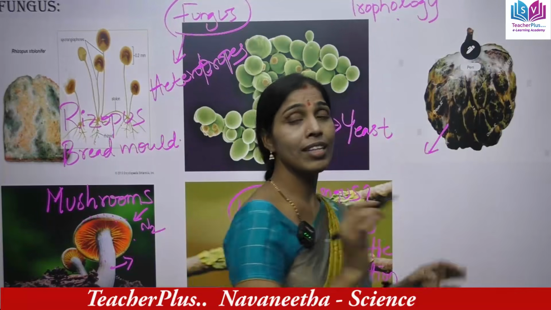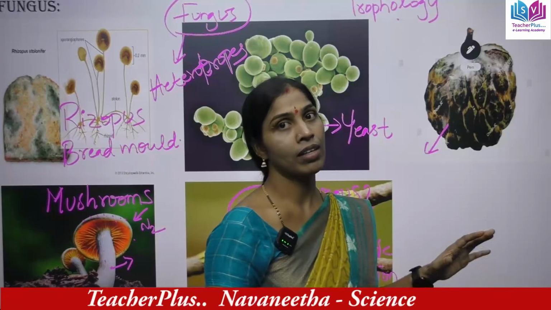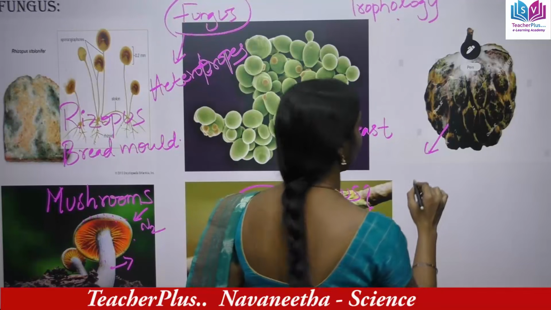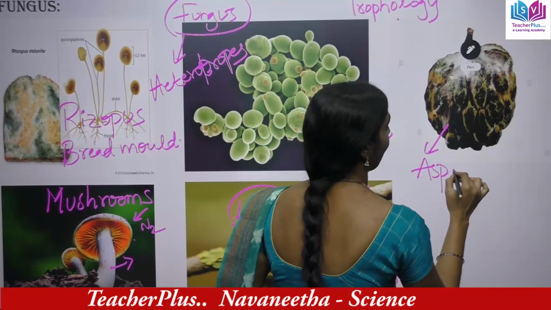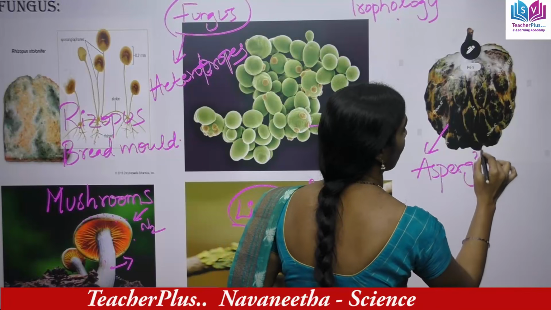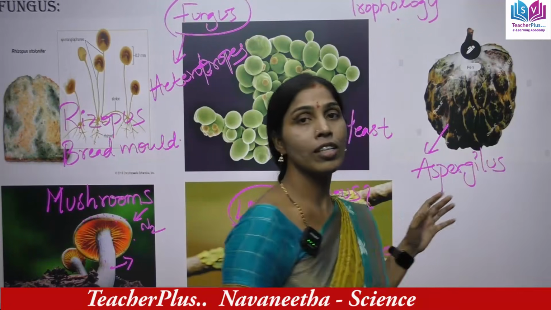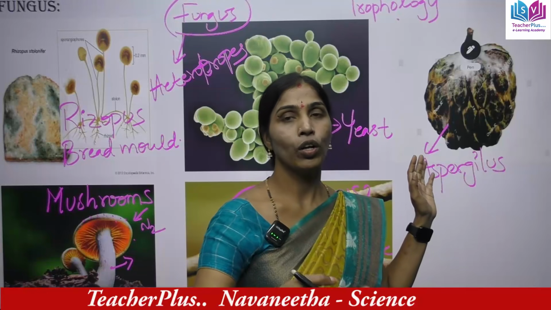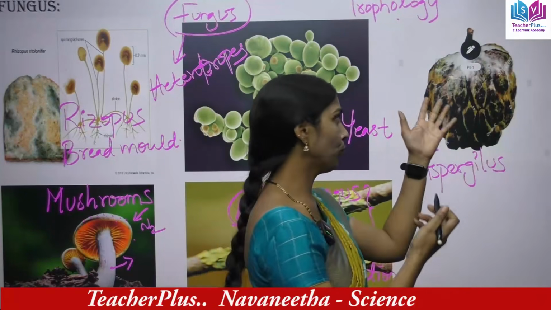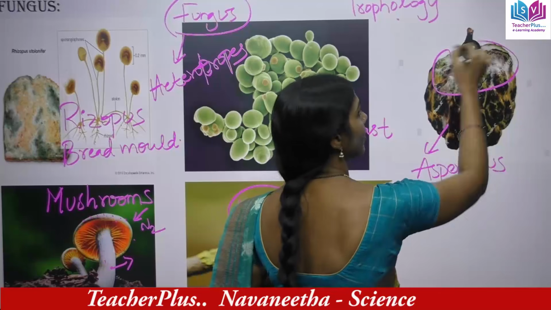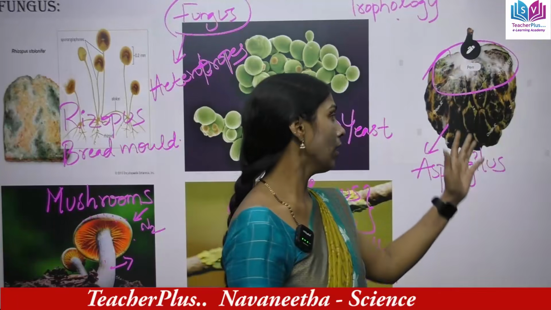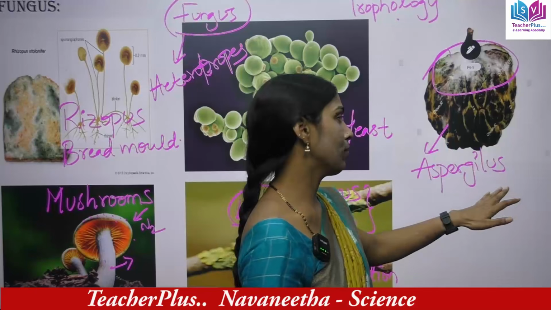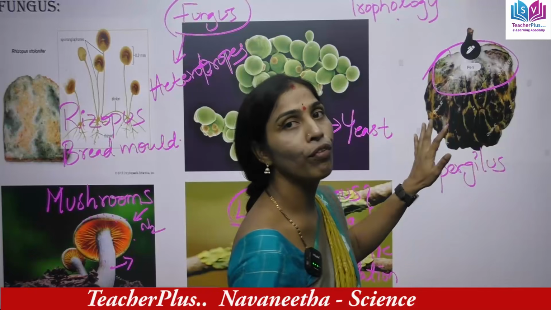Mostly this fungus grows on plants, so that is the reason we call it plant fungus. Aspergillus. This fungus mostly grows on leaf, stem, flowers and fruits. This white color fungus is aspergillus. So mostly it grows on plants, so that is the reason this fungus is called plant fungus.